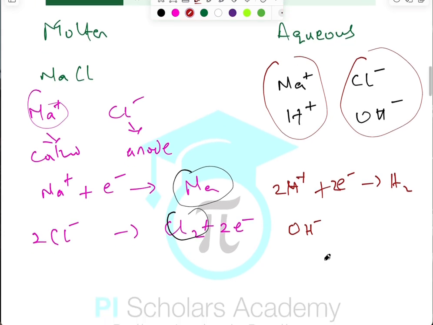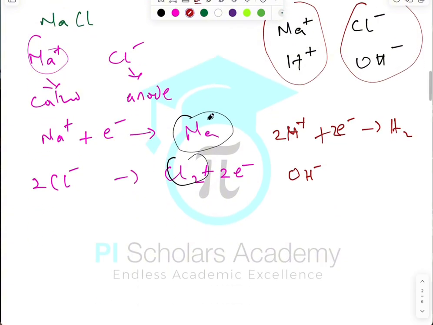However, this is only going to be so if you have what we call inert electrodes. So this preferential discharge should be considered only if you have inert electrodes. What do you mean by inert electrodes? That is, electrodes that are not active. They cannot participate in the whole electrolysis process.